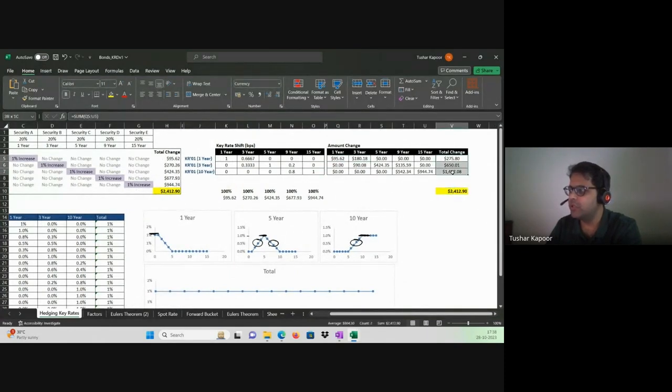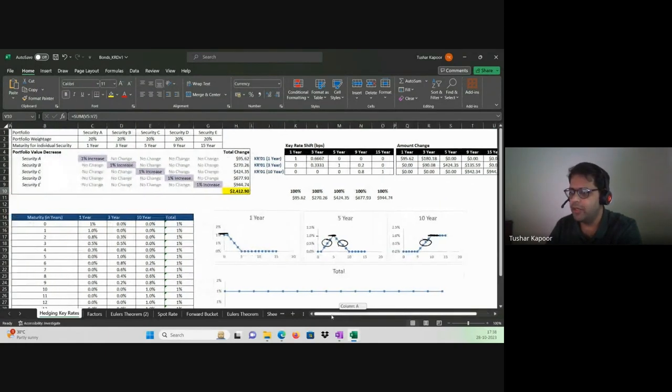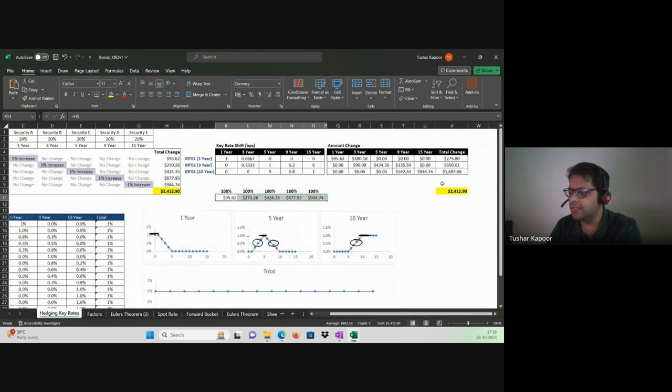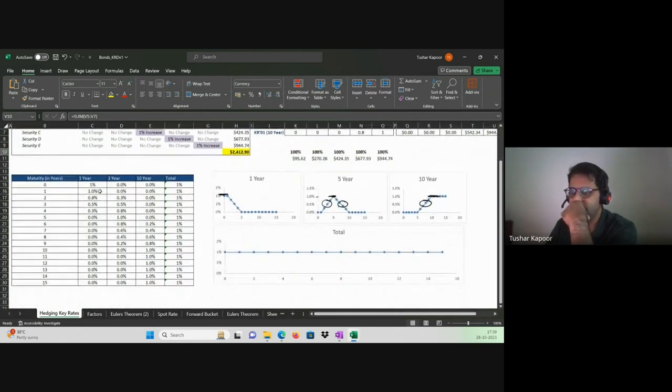With the 1 year change, the total change that I have seen for all the KRDs is 2412.9. If I change it across 1% for everything, like security A, security B, the 3 year, 5 year, 9 year, and 15 year ones, I get 2419. But if I change the key rate shifts for all these KR01s, I get 2412.90. The point here being, if I change all the key rates, that would be a parallel change, which would reflect like a parallel change in the yield curves, as shown here.